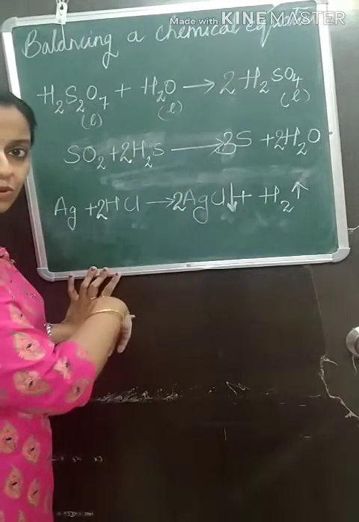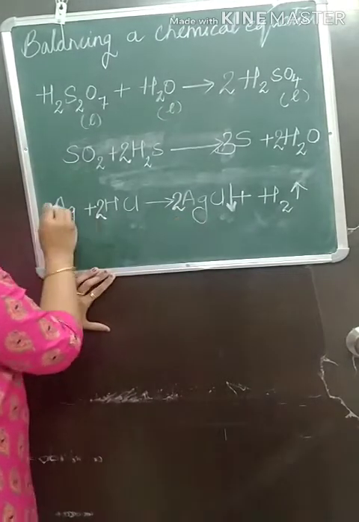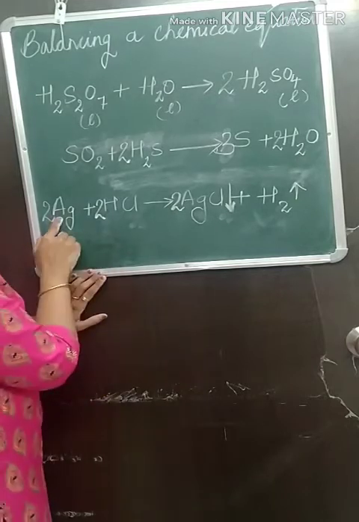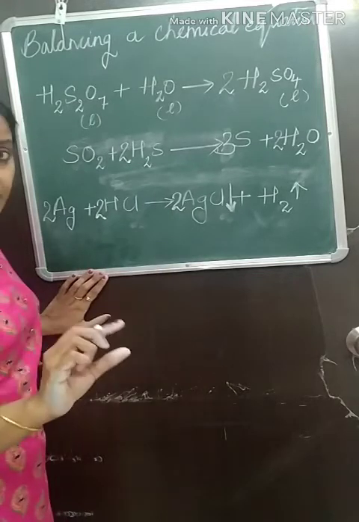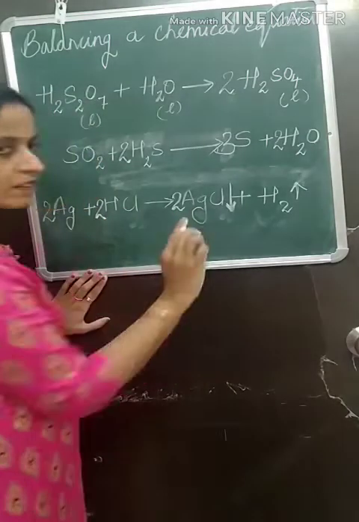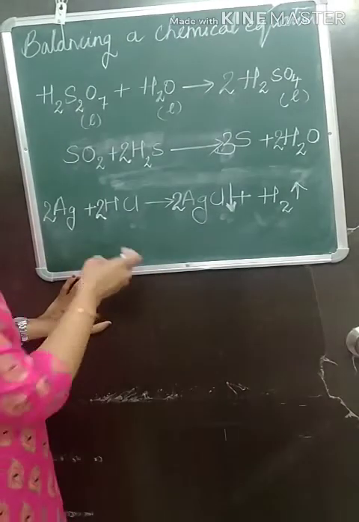Now again we will come to the metal side. Metal side, 2 silver. So here you have to put a 2. Now check once again. Silver 2, 2 Ag, 2 Ag. After metal, non-metal. 2 Cl, 2 Cl. Okay, non-metal also done. Oxygen is not in this reaction.